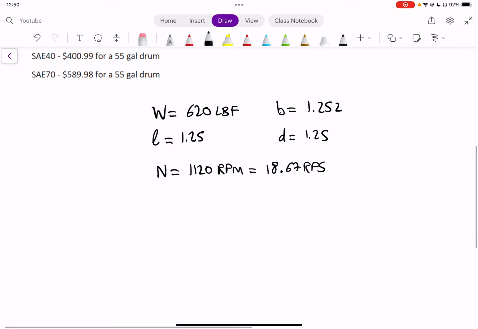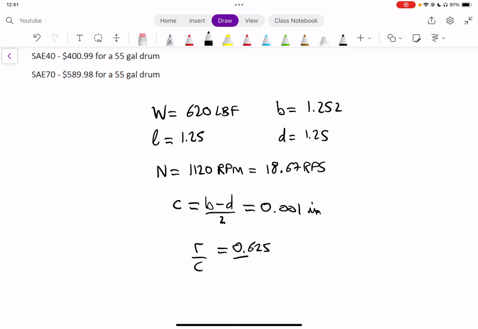Then next thing we can calculate C. C is equal to B minus D over 2. We're told we have to use the minimum clearance assembly, but there is no clearance given, so the minimum clearance assembly is just the assembly that we have in this case. So we have 0.001 is our clearance, which is in inches. Okay, and then from there we can find R over C, which is 0.625 over 0.001, which is going to yield a value of 625.